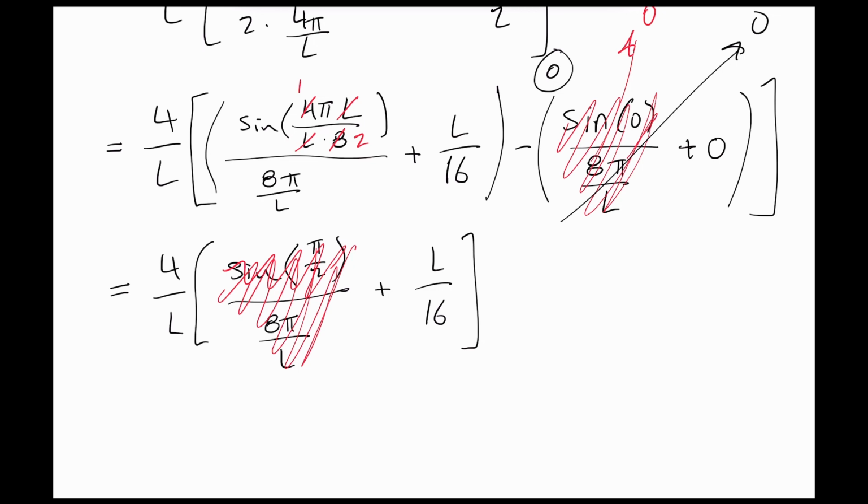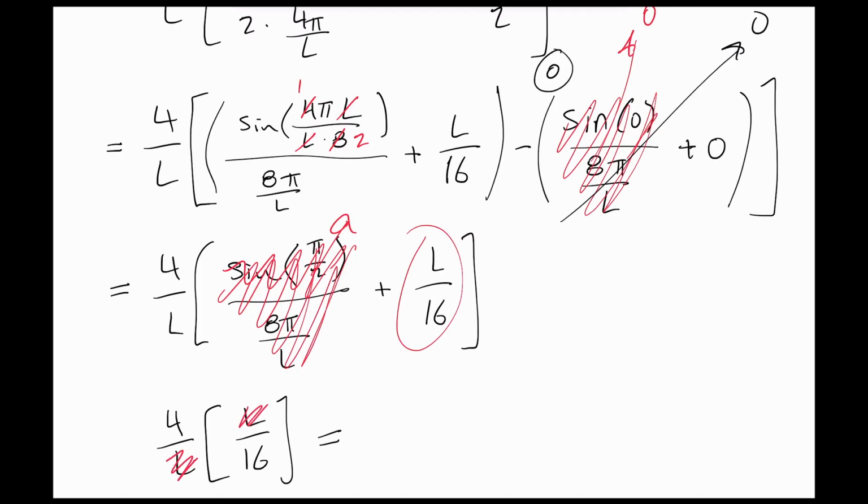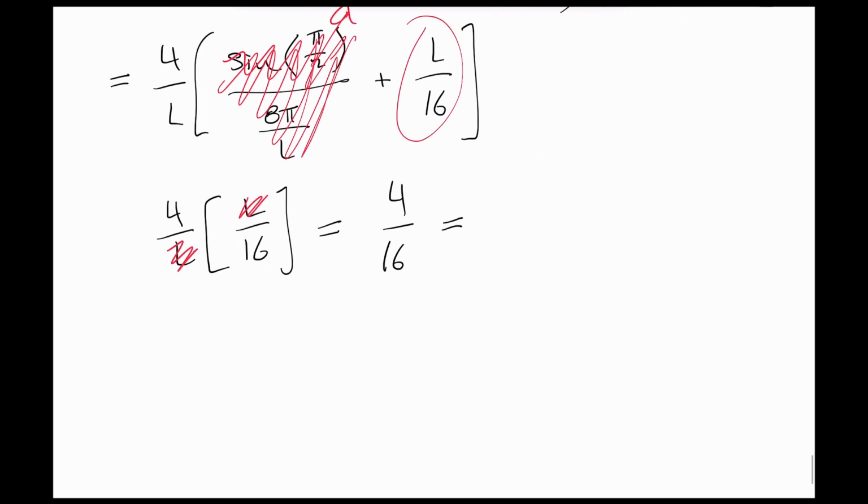That means this whole thing is 0. That means we just have this left. So we have 4 over L, and this is being multiplied by L over 16. Does this even make sense? We have an L here at the top, which cancels with this L at the bottom, which looks good. Now we have 4 on 16, which is, we divide by 4 by 4, we get 1. We divide 16 by 4, we get 4. So we get 0.25, or this is 25%.